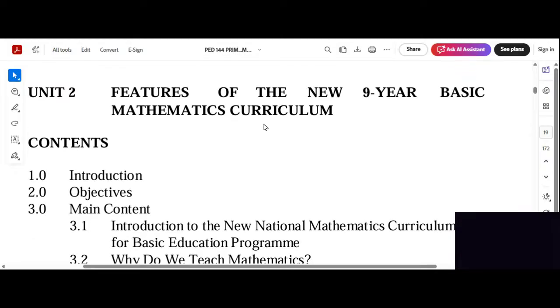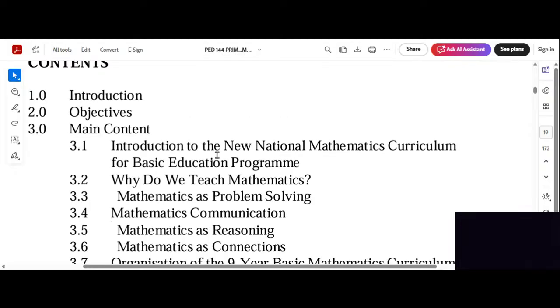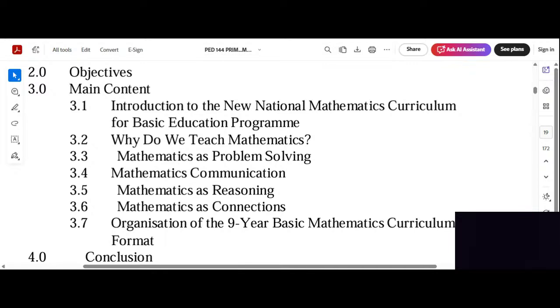We summarized Unit 1. So in this class, we'll start with Unit 2, which is features of the new 9-year basic mathematics curriculum. We have actually looked at the new 9-year basic mathematics curriculum, but we want to look at the features. And in this unit, our focus will be on the following items. We want to be introduced to the new national mathematics curriculum for basic education program. We want to know why we teach mathematics.